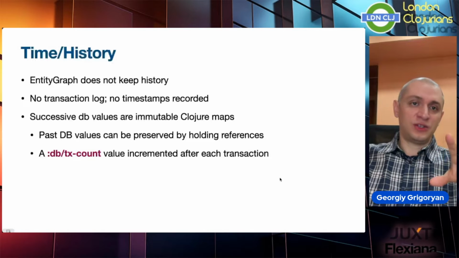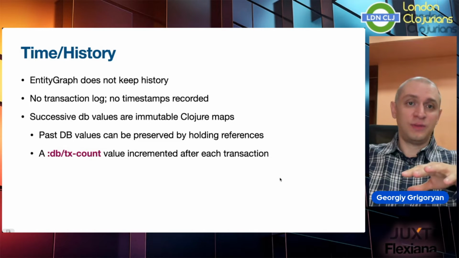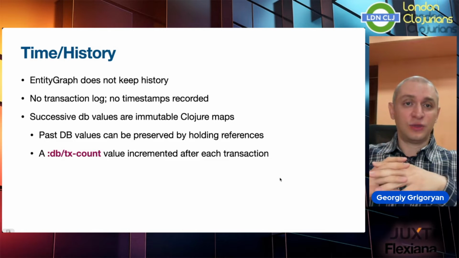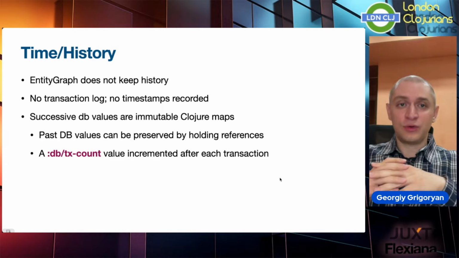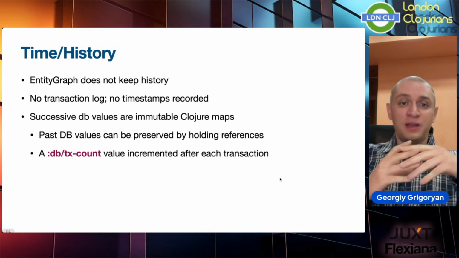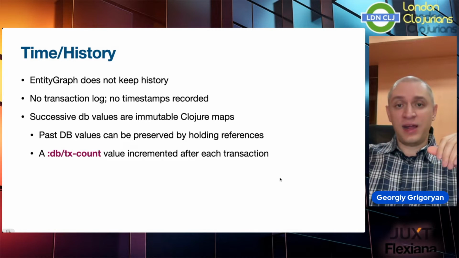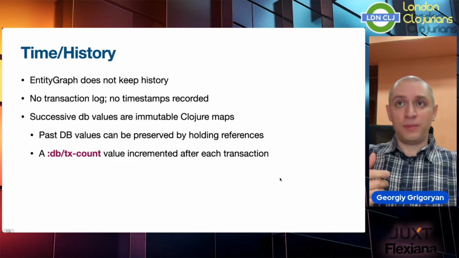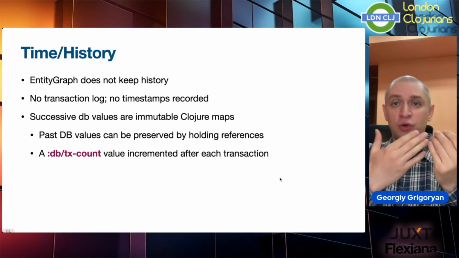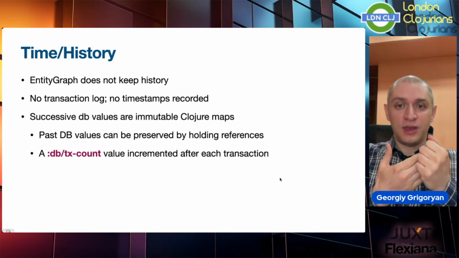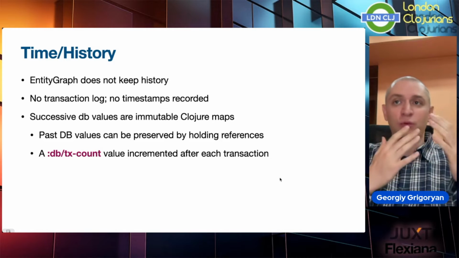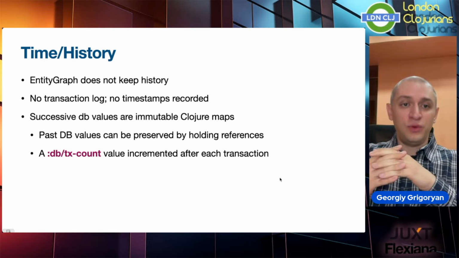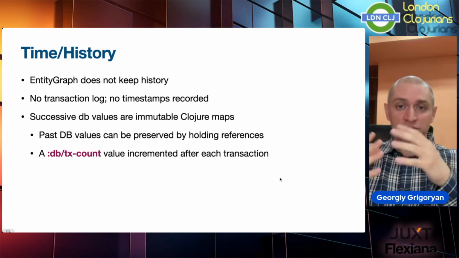But before we do, let me just mention, as far as keeping time and history, EntityGraph does not keep a history. There's no transaction log, no timestamps recorded. But your successive database values are just immutable Clojure maps. So if you need a past value, you just hold on to a reference, and you can have a past value. And of course, we don't want to accumulate all of them because we're in memory here. But if you need one, you can have one or several.